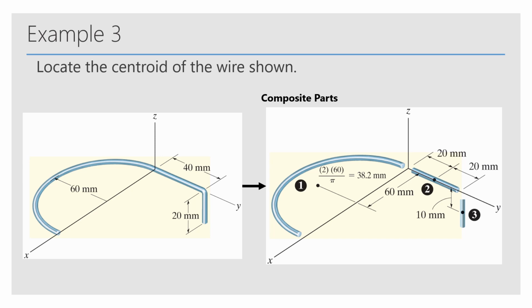If you notice, each of the parts is broken up into their individual centroids, or their centers. For example, for 3, since the length of that is 20 millimeters, the midpoint is 10 millimeters. For 2, the midpoint is 20 millimeters, and then for 1, doing a little bit of geometry, we find that the midpoint here is 38.2 millimeters.